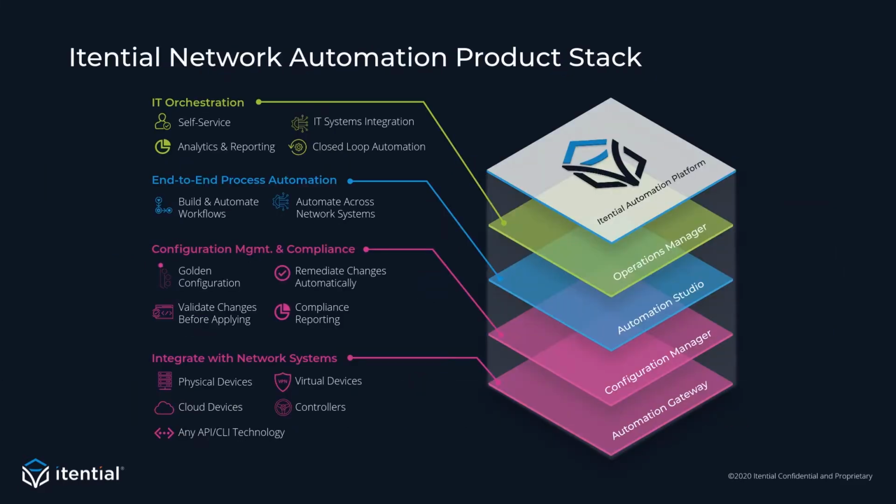All right, so let's talk a little bit about Itential's network automation product stack. As I mentioned earlier, philosophically, our approach to network automation and compliance is that these two components are two components of an individual solution. Typically, what you'll find in the marketplace is a vendor selling a compliance or configuration management solution, and another vendor selling an IT orchestration or end-to-end process automation solution. But we tend to think of these things as necessarily two parts of a whole.